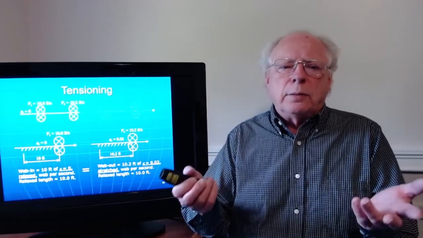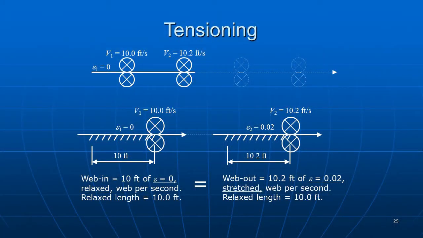Now, if we look at the first web in this example, we've got a roller going at 10 feet per second, and the web approaching it is at zero strain, and so that roller is drawing in 10 feet of relaxed web per second, feeding it into that first span. Now the roller at the end of that span is going at 10.2 feet per second. And so what has to happen is that 10 feet of web that we feed in there gets stretched out to 10.2 feet in length, so that what feeds into that span can feed out of that span based on the speed of that roller. And so what we know is it's stretched to 10.2 feet in length.